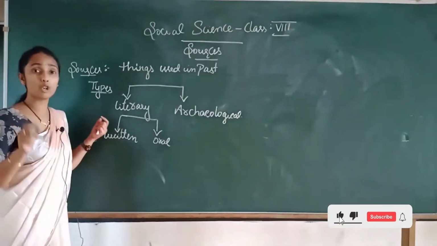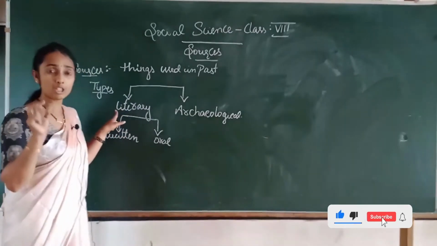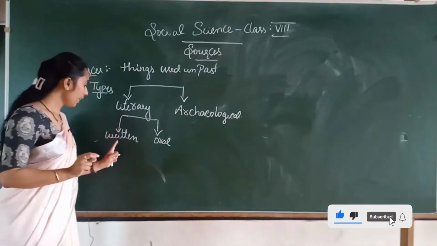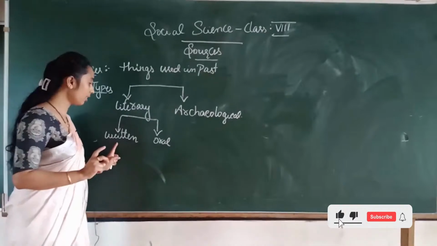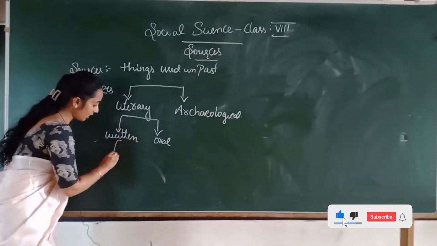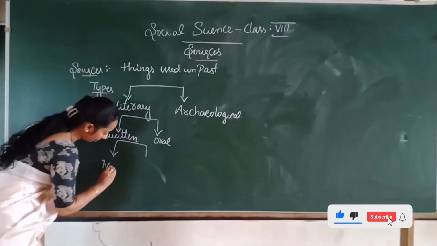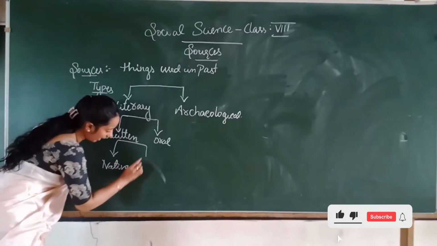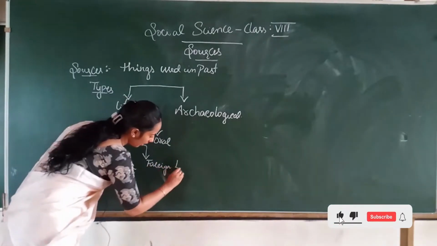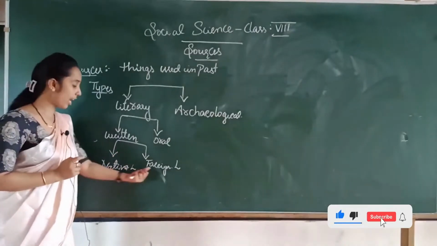Literary sources means our sources are found in the form of literature. On that basis, again it was classified into two types, written and oral. When it is classified as written sources, again it will be two types, that is native literary sources and foreign literary sources. So children, literary sources are again two types, native literature and foreign literature.